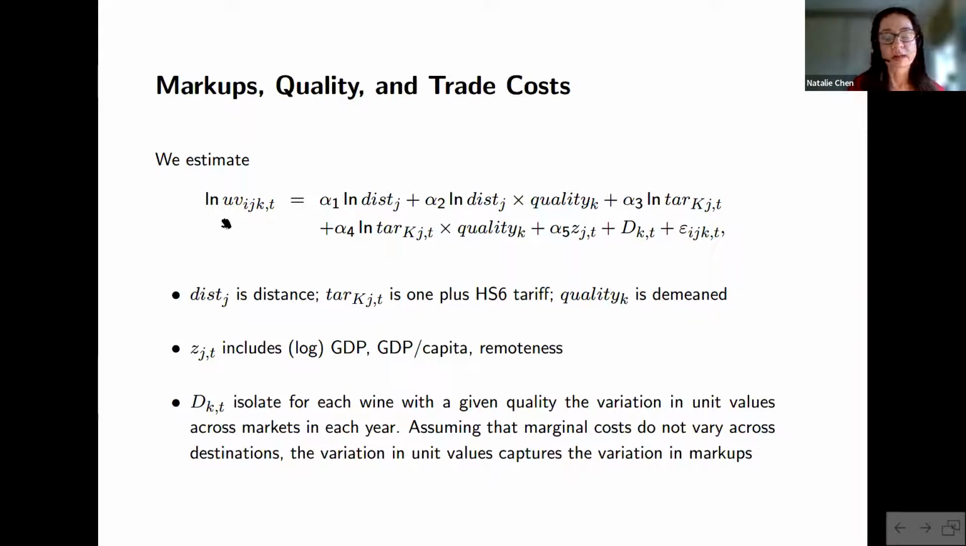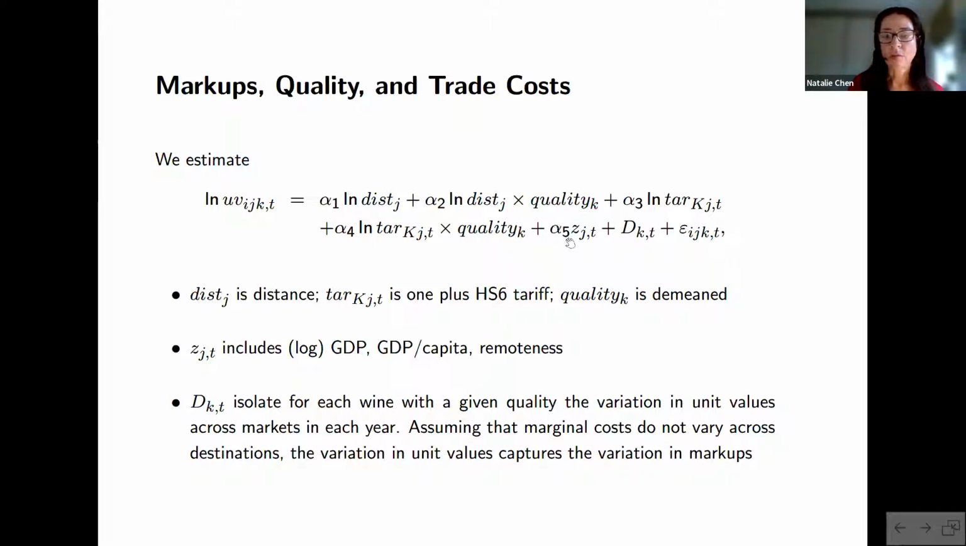So what we do is to estimate the unit value of each wine K exported by firm I to country J in year T on the bilateral distance between Argentina and country J. We also have the 6-digit level tariff imposed by country J on Argentinian wine exports. And then we interact distance and tariffs with the quality ratings of the Wine Spectator, which are defined for each wine K. This allows us to see if there is some heterogeneity in the effects of distance and tariffs on markups and on prices.